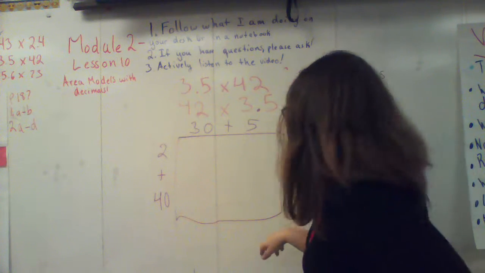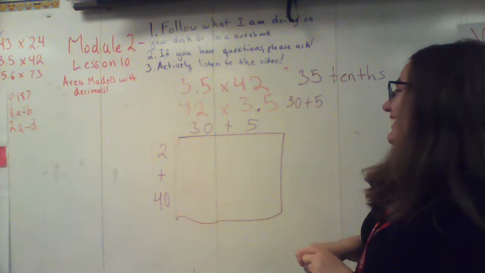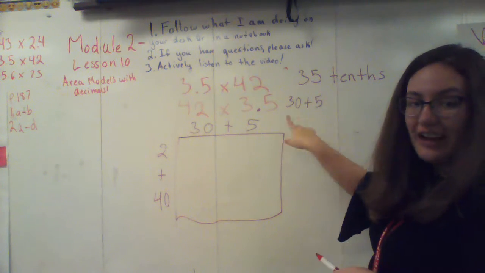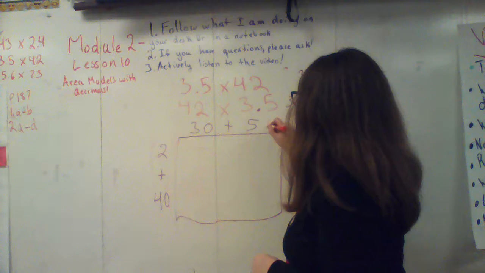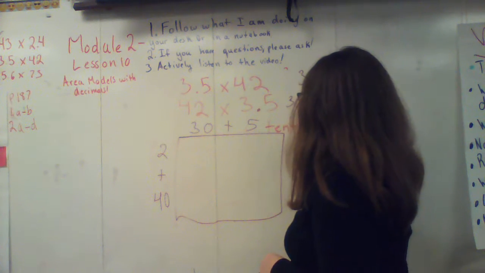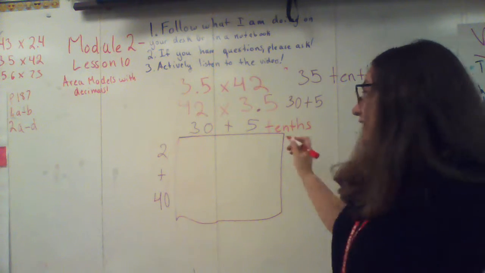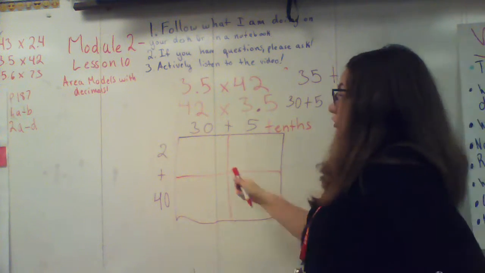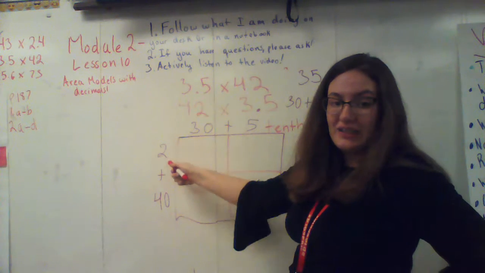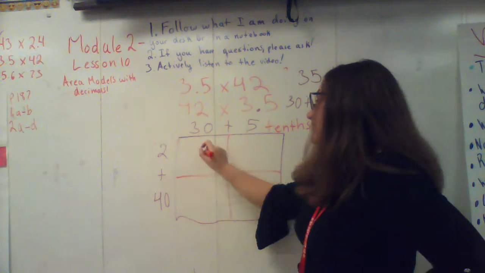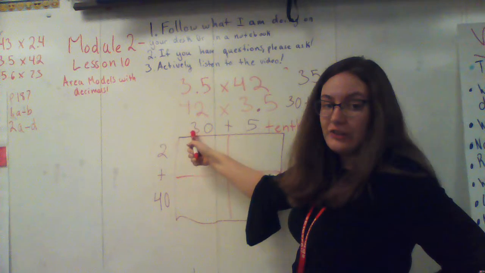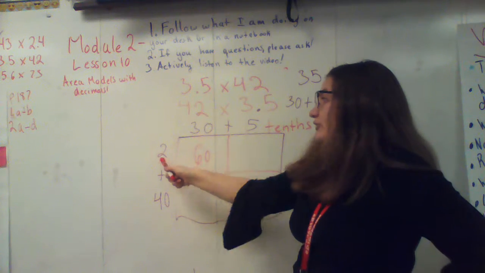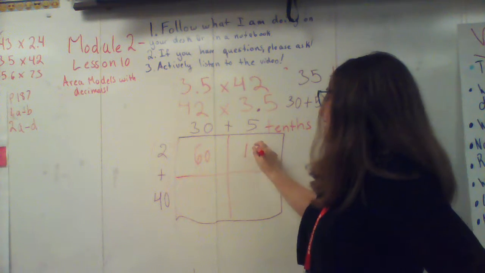After that, we then need to write the units that go along with this. So it's not that I have 30 plus 5, I have 30 plus 5, tenths. So write that right there. And then I can draw my lines where my plus signs are, and I can start multiplying. So in this box, I'm going to take this number times this number and do 30 times 2, which is 60. Or I can think of that as 3 times 2, which is 6, and then add the 0. For my last box, I do 2 times 5, which is 10.